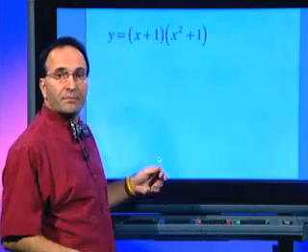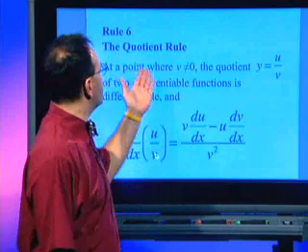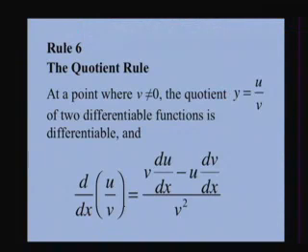Now, let's move on to something called the quotient rule. The quotient rule says at a point where v is not equal to 0, the quotient y equals u divided by v of two differentiable functions is differentiable, and the derivative of u divided by v is equal to v, the denominator, times the derivative of u, which is the numerator, minus u, the numerator, times the derivative of v, the denominator, all of that divided by v squared, the denominator squared.